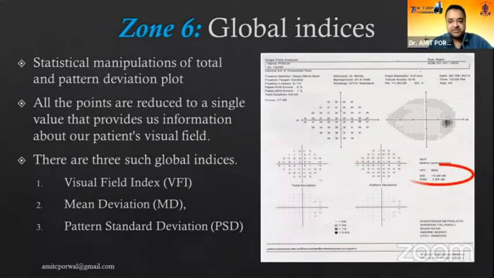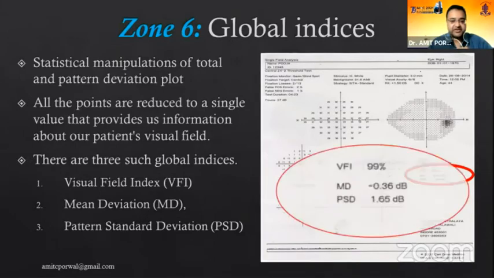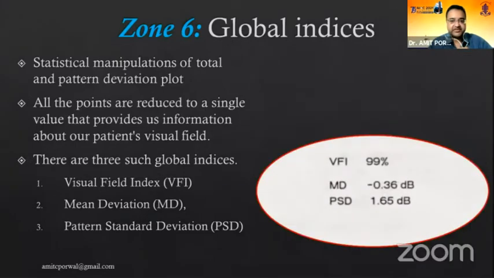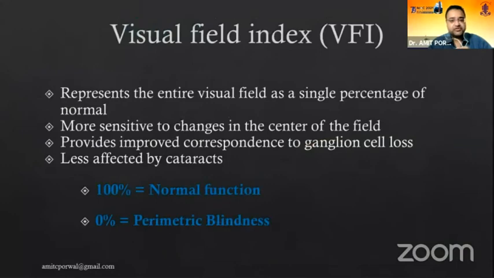Coming to zone six, basically the global indices. It shows the statistical manipulation of the total and pattern deviation plots. All the plots are reduced to a single value that provides us uniform information about our patient's visual field. There are three such global indices. You have the visual field index, the mean deviation, and the pattern standard deviation. So what is this visual field index?